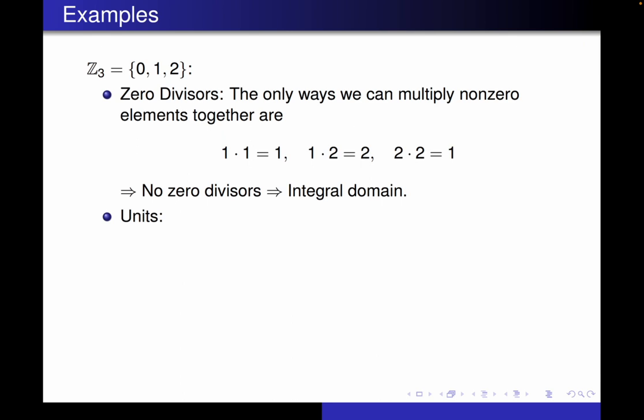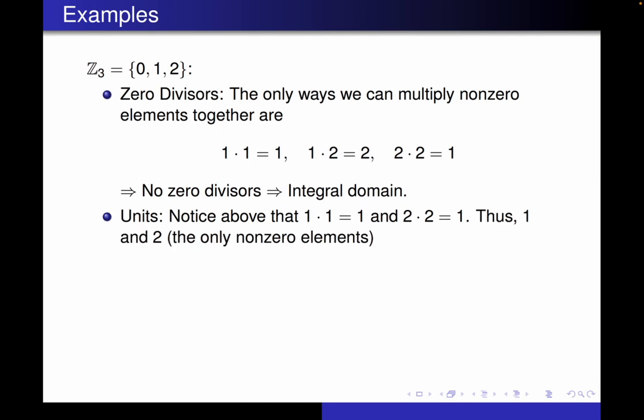Let's look at its units to see if it's a field. Well, notice that 1 times 1 equals 1, which means that 1 is a unit. It has a multiplicative inverse, itself. Also, 2 times 2 equals 1, which means that 2 is a unit. And those are the only non-zero elements. They are units. They have multiplicative inverses, which means that Z3 is also a field. So it's an integral domain and a field.